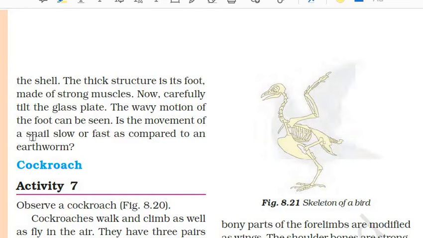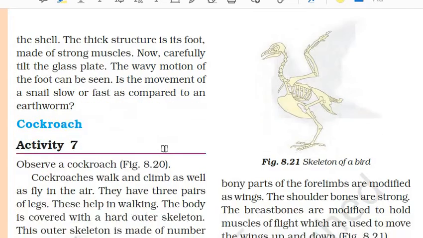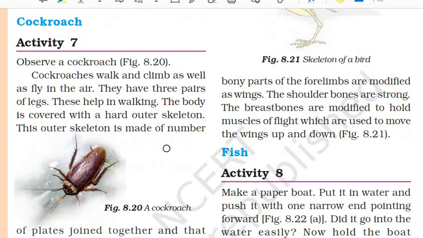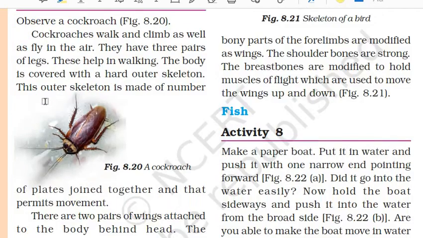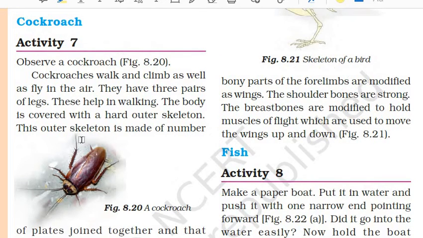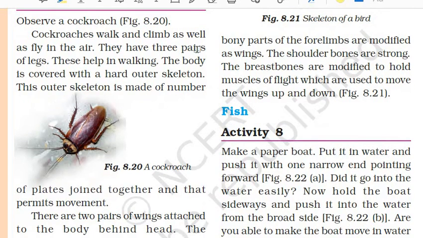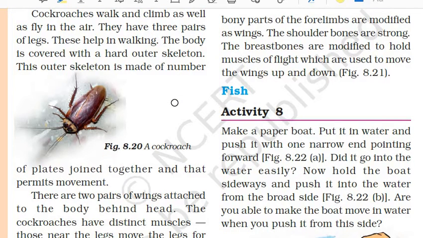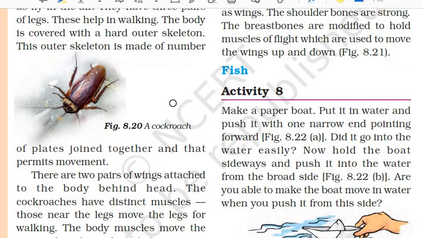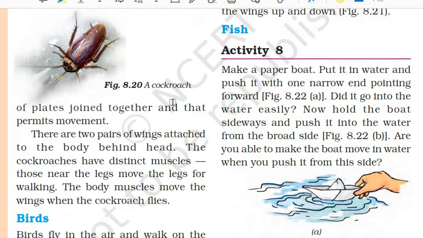Is the movement of a snail slow or fast compared to an earthworm? You can compare them. Now the cockroach. Observe the cockroach. Cockroaches walk, climb, as well as fly in the air. They have 3 pairs of legs. This helps in walking. The body is covered with a hard outer skeleton. This outer skeleton is made of a number of plates joined together, and that permits movement.